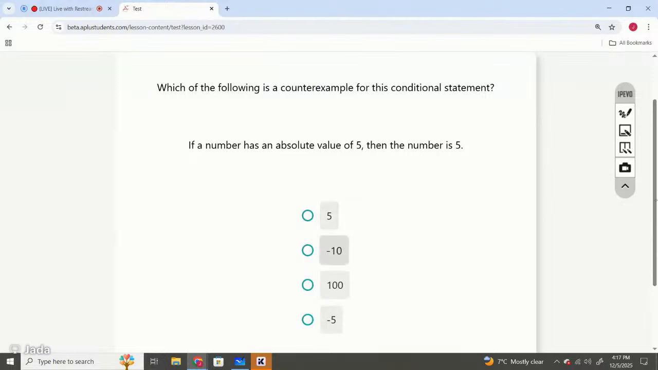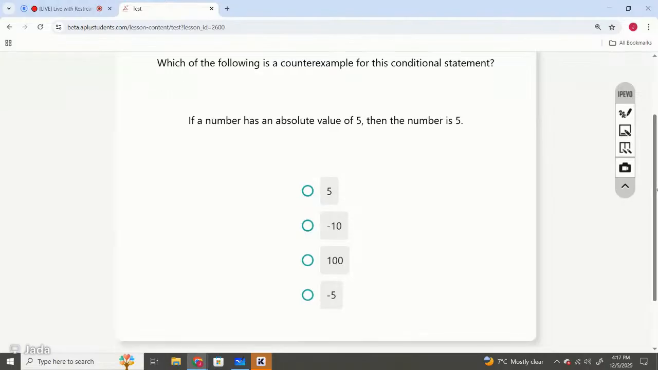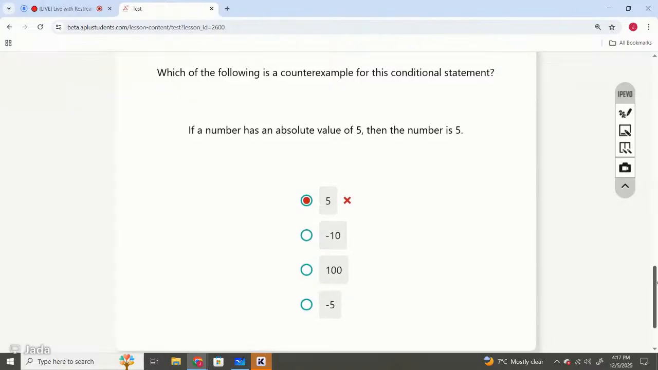If a number has an absolute value of 100, then the number is... the absolute value of a number.